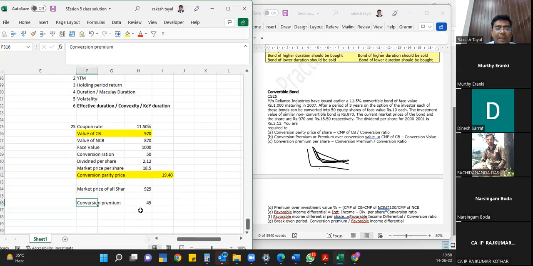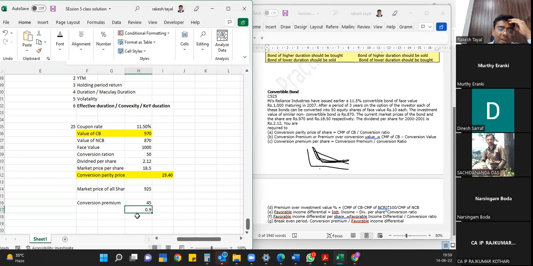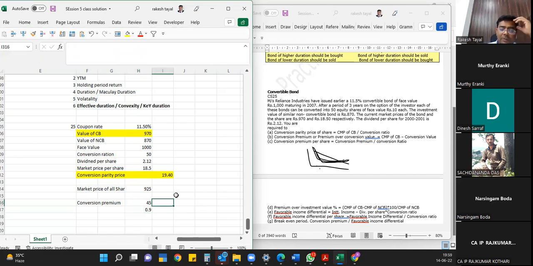Right. Market price of all, then conversion premium. What is the conversion premium I am paying? I am paying 45 rupees as the conversion premium for 50 shares. So in MCQ they may ask, what is the total conversion premium? What is the conversion premium per share? Or what is the conversion premium ratio? Sir, how you got this 925, sir? Market price of all shares, 18.5 into 50. Okay, sir. Conversion premium is 45, right? Per share, conversion premium per share.